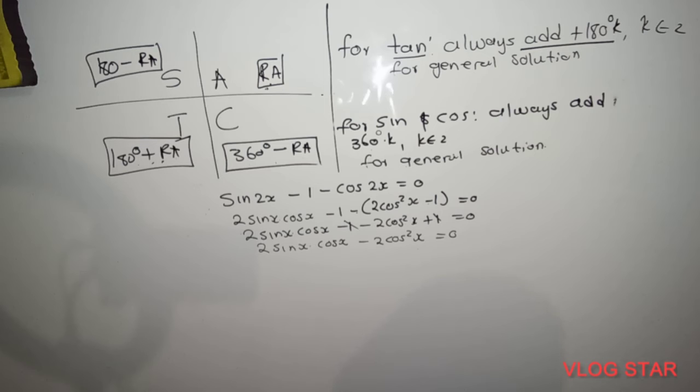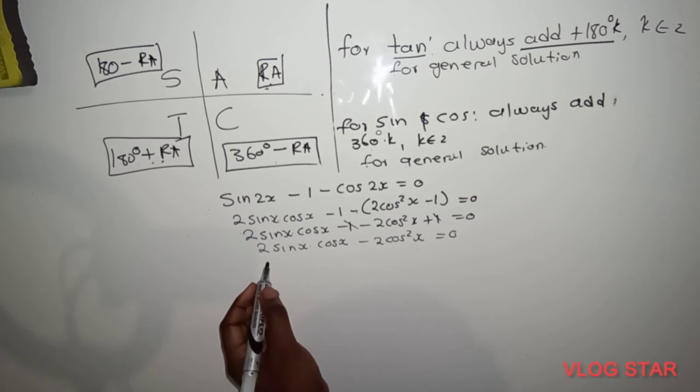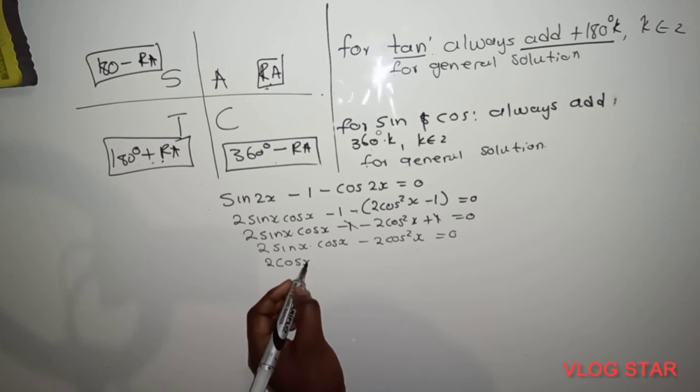So in this case, you just have to take out the common factor. You see we have a common factor of 2 cos here. You take the 2 cos of x out.